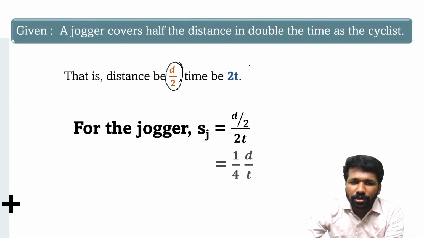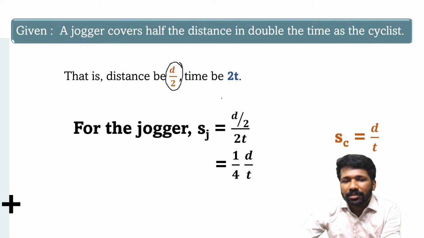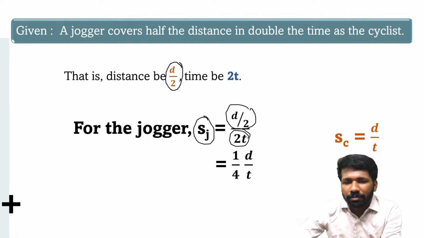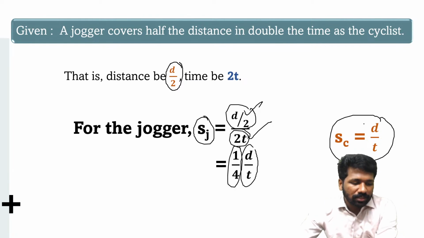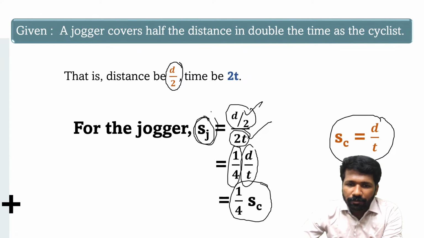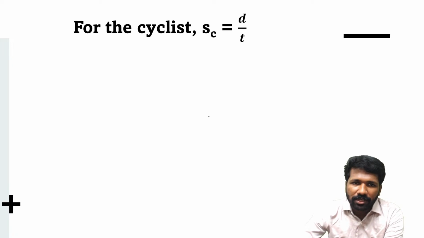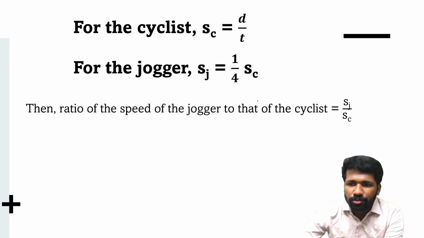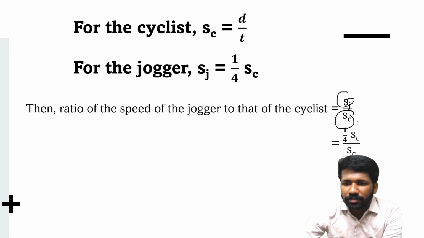Question is asking now to compare the speeds. So speed of jogger will be distance of jogger divided by time of jogger. That is d by 2 divided by 2t. Now simplifying, you will get 1 by 4 d by t. d by t was what? Speed of cyclist. That means 1 by 4th of the speed of the cyclist. Question is asking the ratio of these two: speed of jogger divided by speed of cyclist. That is 1 by 4 speed of cyclist divided by speed of cyclist. Cancelling, you will get 1 by 4.